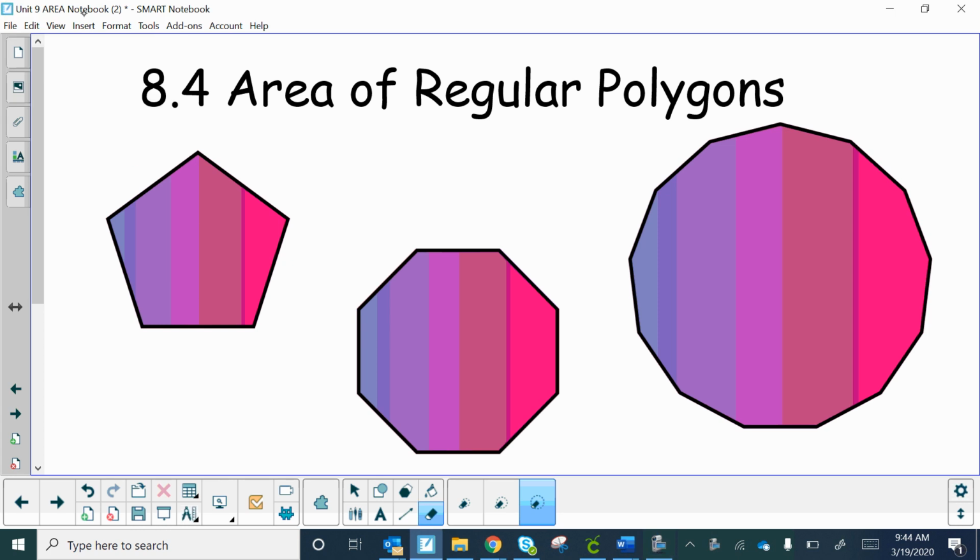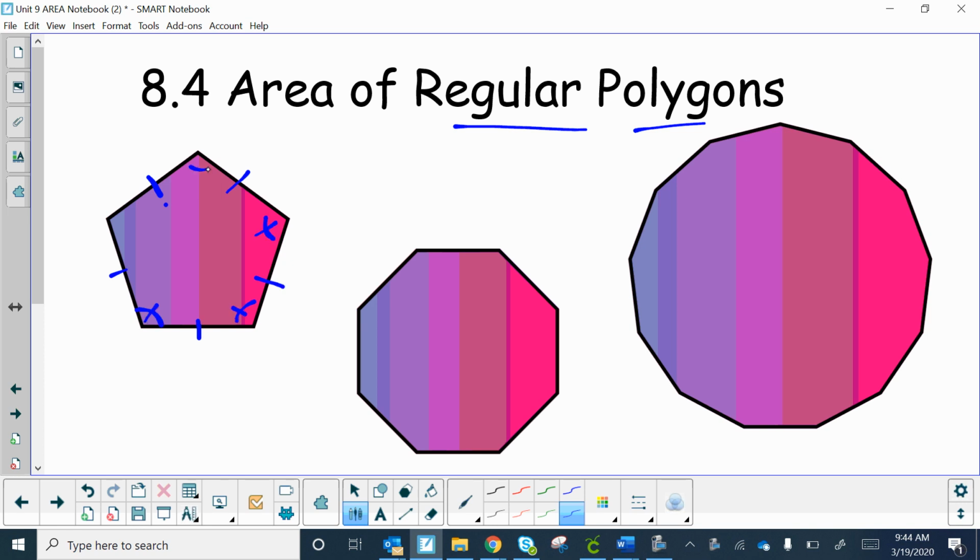All right, guys, let's get to our next lesson. This is going to be 8.4, area of regular polygons. So this one you probably did not do in middle school. Just a quick review on what a regular polygon is. Most of y'all remember it's when all sides are congruent as well as every angle.